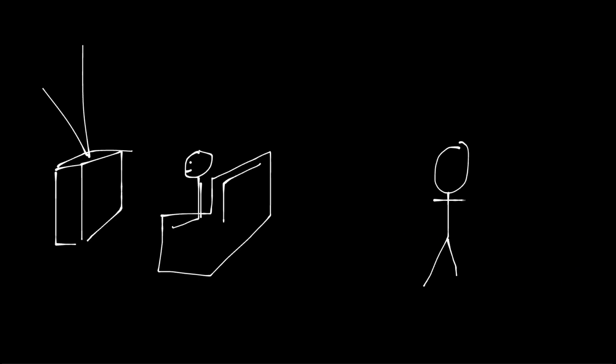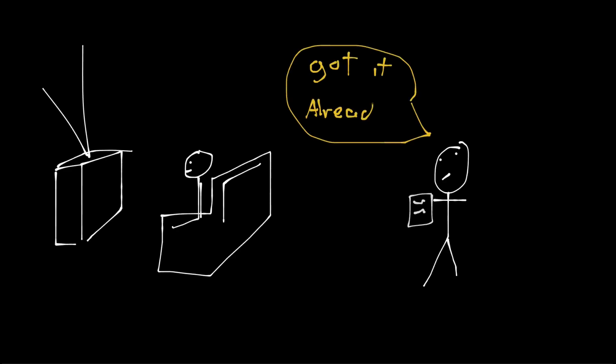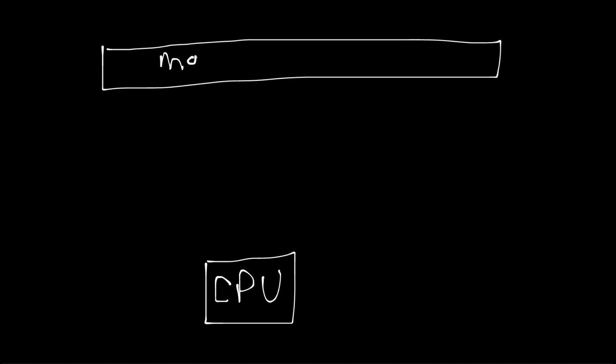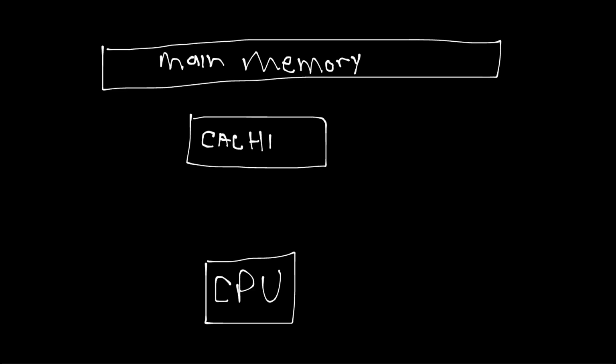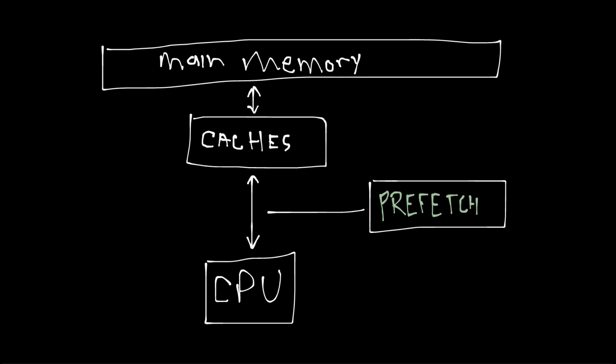But wait, there's more. Remember I mentioned that you might also try to predict what I'm going to watch next based on what I'm watching now? Well, guess what the CPU does for you? There's a prefetcher unit that fills that exact same role. It lives sort of between the CPU and the caches, looking at what you request from memory.